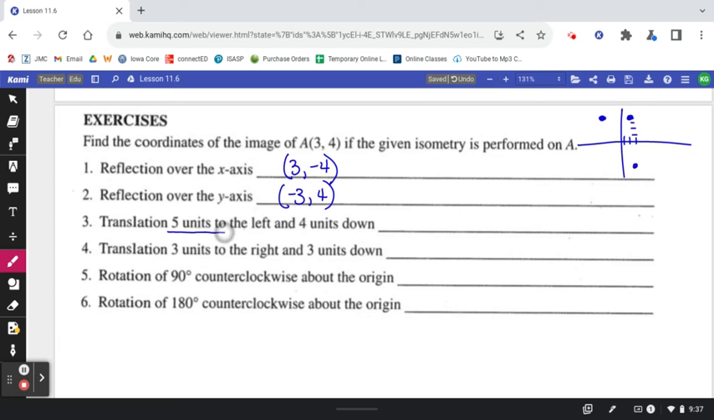On this one, I'm going 5 units to the left, which is going to affect my x-coordinate, and 4 units down, which is going to affect my y-coordinate. So I started with the original 3 and 4, but then to the 3 I subtracted 5 to move it to the left, and then to the 4 I subtracted 4 to move it down. So my new coordinates for this one would be negative 2, 0.